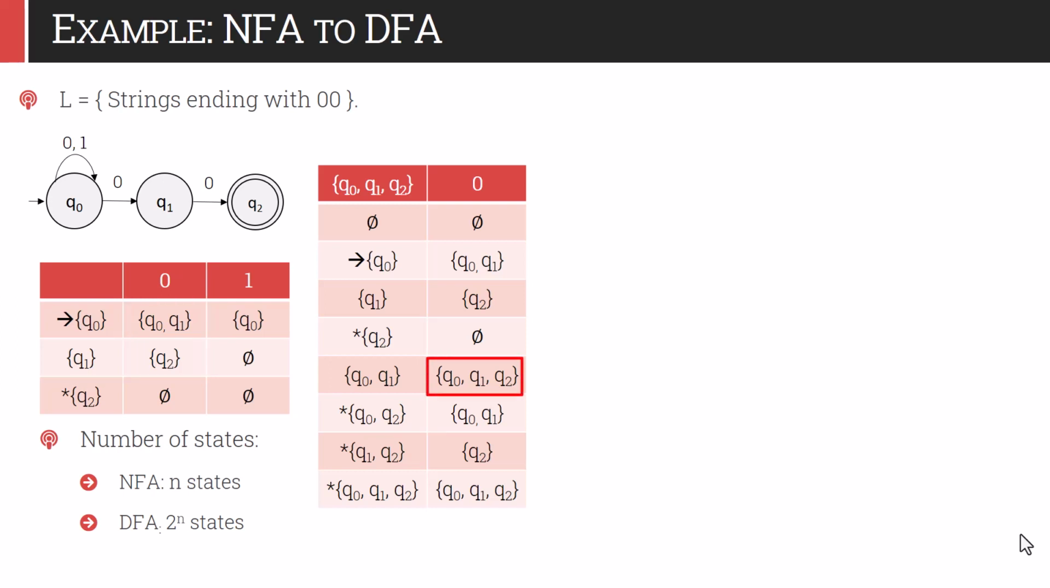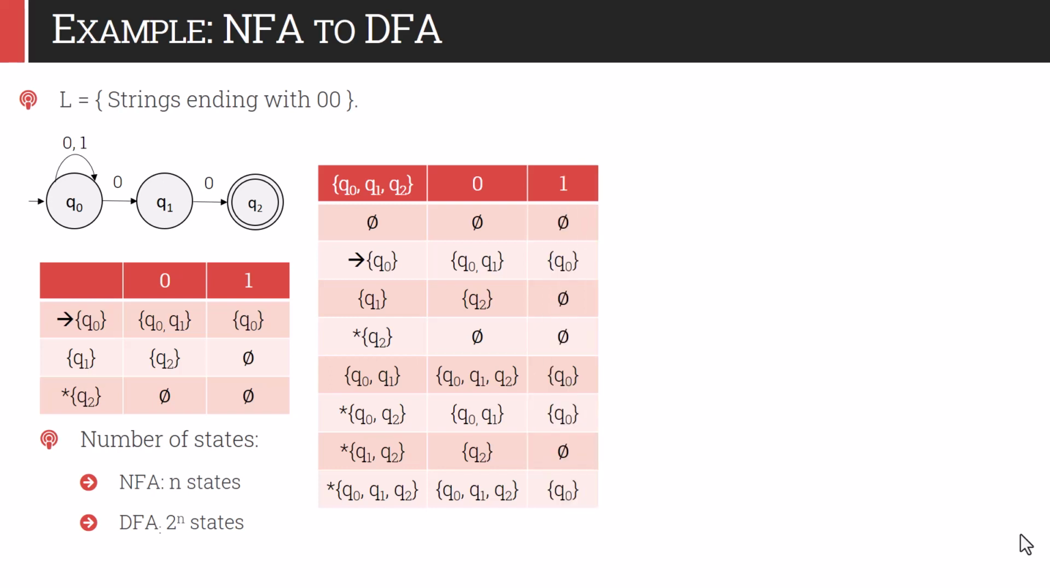Similarly, for {Q0, Q2}, the transition on 0 would be the union of delta(Q0, 0), that is the transition from Q0 on 0, and the transition from Q2 on 0. So that union will be {Q0, Q1}. Similarly, we can find it for {Q1, Q2} and {Q0, Q1, Q2}. And in the same way, we have to find it for all remaining input alphabets. Here we have only 0 and 1.